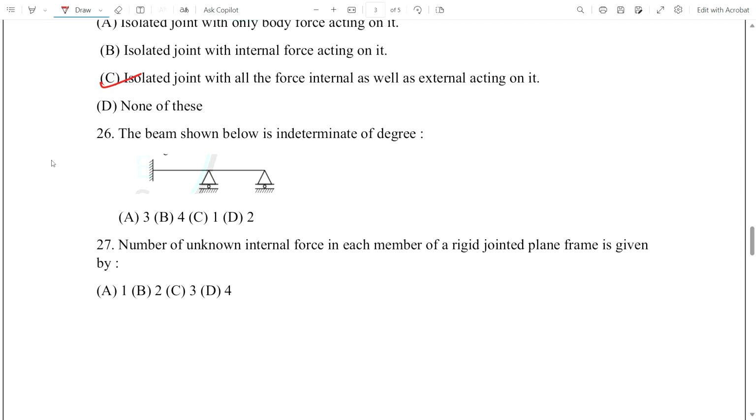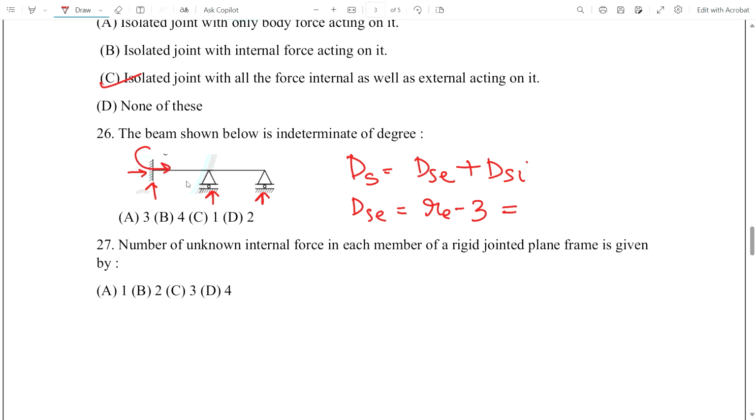Okay, now coming to 26, the beam shown is indeterminate of how much? I know that degree of static indeterminacy is equal to degree of external indeterminacy plus degree of internal indeterminacy. Degree of external indeterminacy is present like RE minus 3. RE is the total reaction. What type of reactions are here? This is the roller support, so that's why only one reaction is there. This is one, this is one. In this fixed beam there are 3 reactions we got.